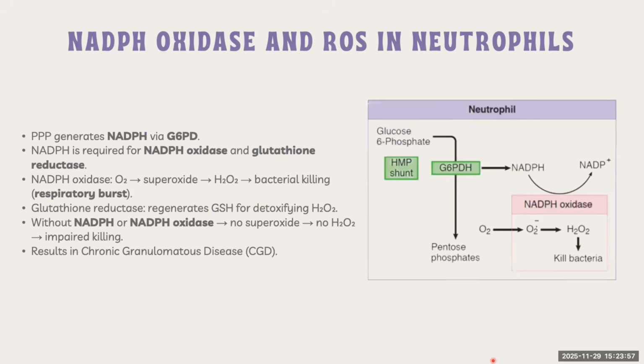So in our neutrophils we have glucose 6-phosphate. This glucose 6-phosphate will enter the pentose phosphate pathway, where we have the key enzyme G6PDH, glucose 6-phosphate dehydrogenase. This enzyme basically will generate NADPH. Okay, this NADPH is required by NADPH oxidase to function. The NADPH oxidase converts your oxygen into superoxide.